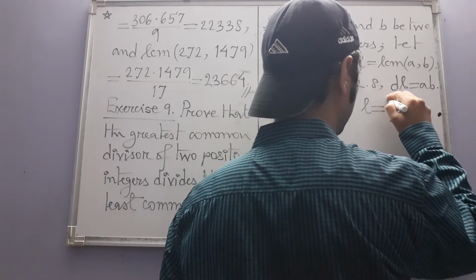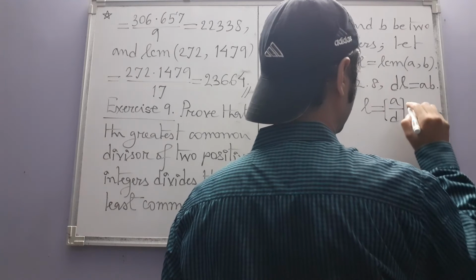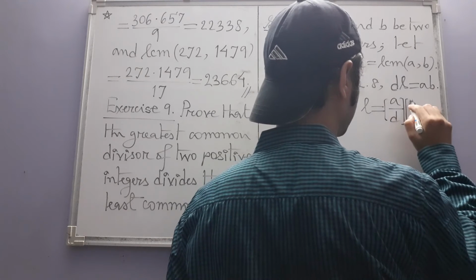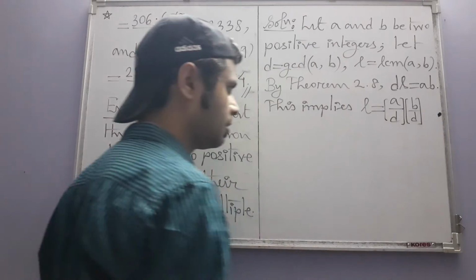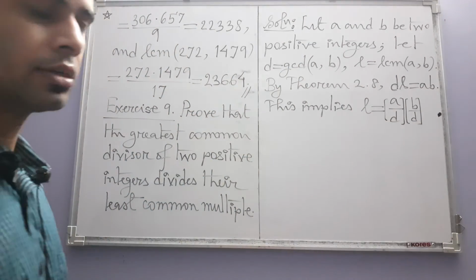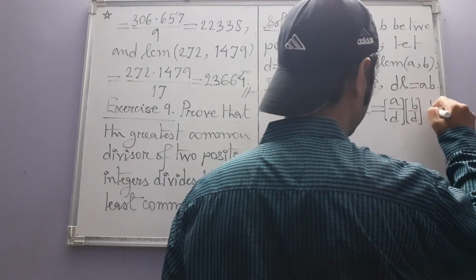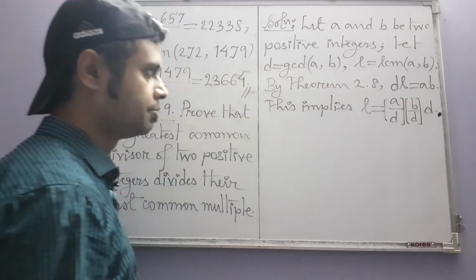and at the same time I am also writing B divided by D, but then I have written an extra D in the denominator, so I have to multiply by a D here.